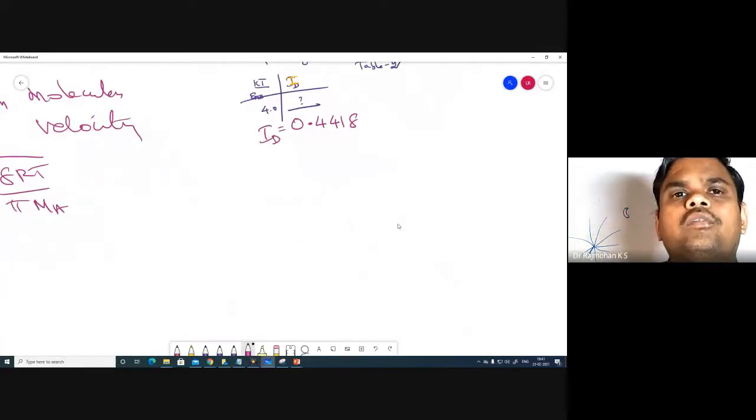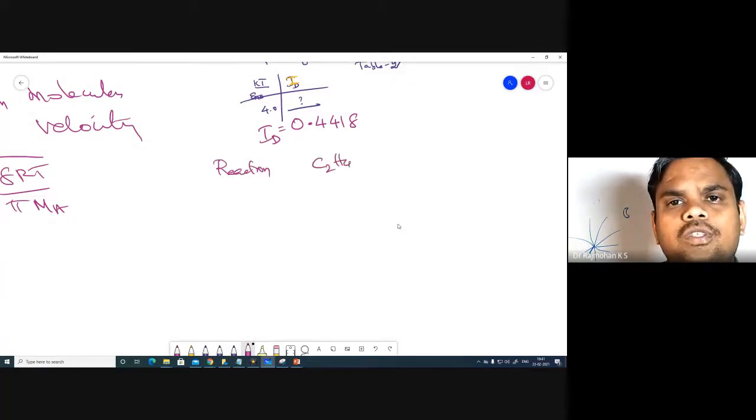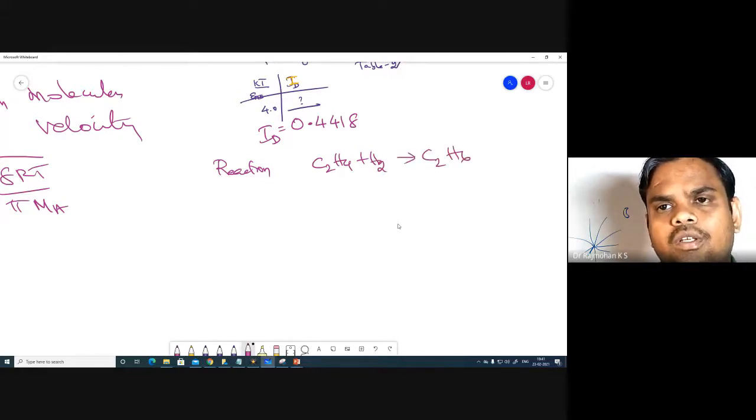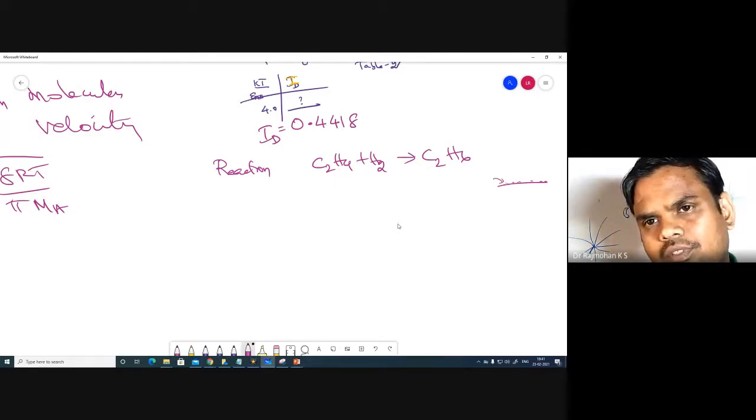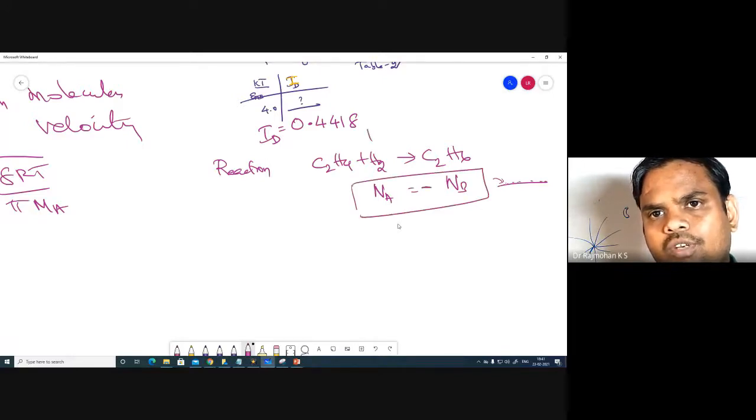Please recall what is the reaction taking place here. The reaction taking place is C2H4 plus H2 giving C2H6. Simple. On the nickel surface, hydrogen is getting absorbed. Once C2H4 comes in contact, they form C2H6. So this is Na and this is Nb, and they are in the ratio of 1:1. One mole of hydrogen, one mole of ethylene. So you have Na equal to minus Nb.